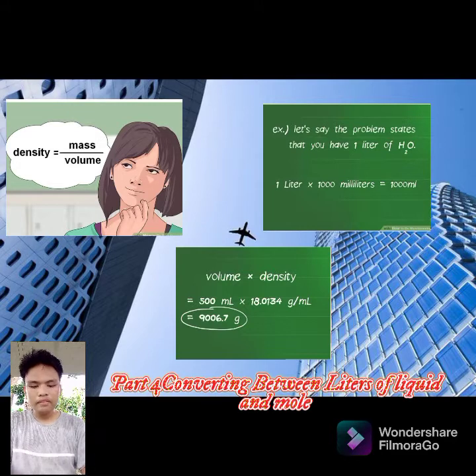Identify the volume given. For example, let's say the problem states that you have 1 liter of H2O to convert to mL. Simply multiply by 1000. There are 1000 milliliters in a liter of water. For the third step, multiply the volume by the density. When you multiply a volume by the density of the liquid, the milliliters cancel out and you are left with grams of the substance.